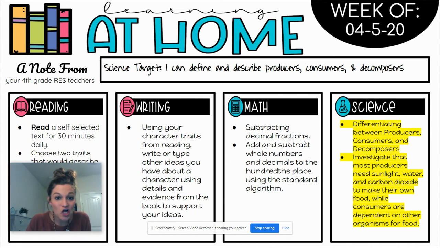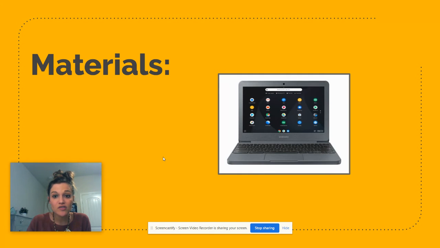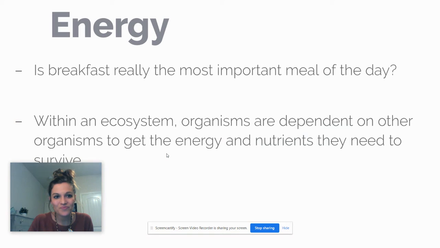This week our science target is I can define and describe producers, consumers, and decomposers. So let's get started. For your materials, you'll just need your Chromebook, and if you're doing the paper packet, you'll need that paper and a pencil.